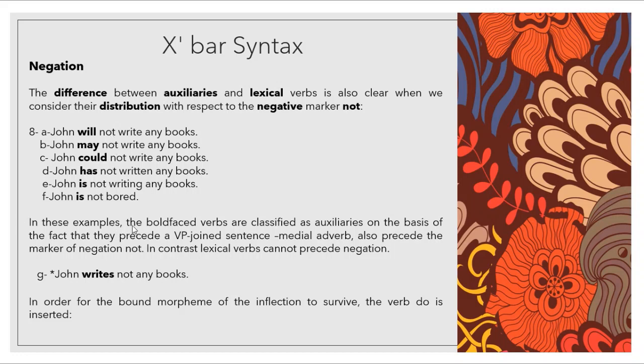In these examples, the bold-faced verbs are classified as auxiliaries on the basis of the fact that they precede a VP-joined sentence-medial adverb, as we've seen in the examples of often and always, and also precede the marker of negation not, as in these cases. In contrast, lexical verbs cannot precede negation. For example, we cannot say, John writes not any books.